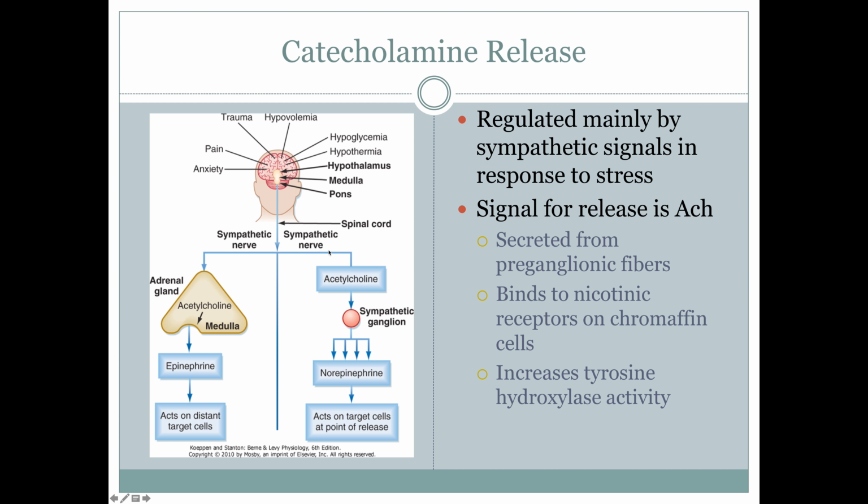All right, so that can either go through the typical pathway we've talked about, acetylcholine is released, binding to nicotinic receptors on the postganglionic neurons, which release norepinephrine, which acts on target cells by binding to alpha and beta receptors. Or we can have the associated activity of, instead of it going to a ganglion, we get acetylcholine release binding to chromaffin cells, which in turn spit out epinephrine or norepinephrine.